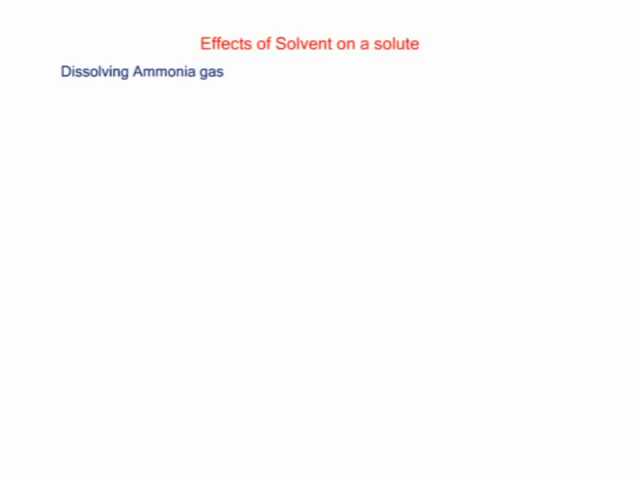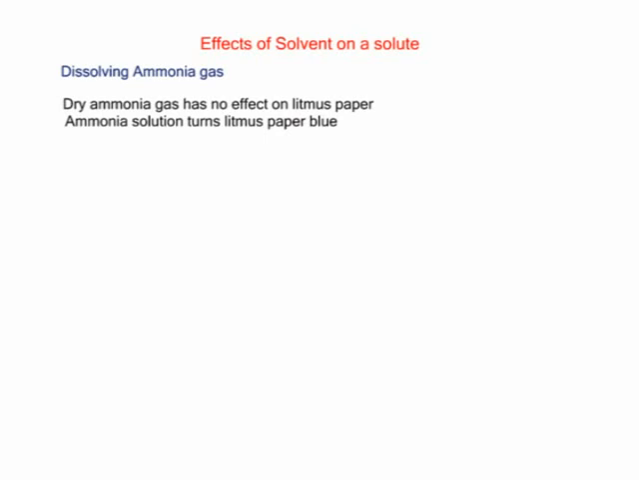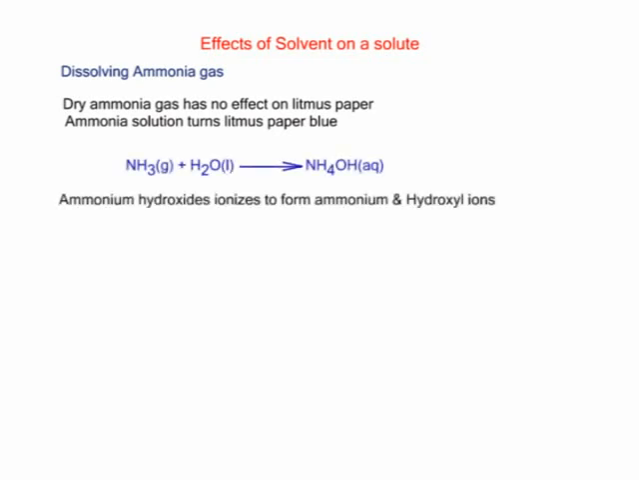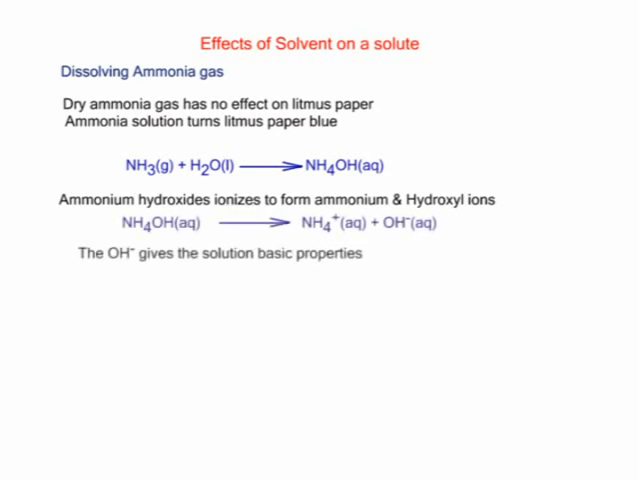Still on the same, let us look at what happens when ammonia gas is dissolved in both water and methylbenzene. Now, dry ammonia gas has no effect on litmus paper. However, when ammonia gas is dissolved in water, some of the ammonia molecules react with the polar water molecules to form ammonium hydroxide according to this equation. Now, the ammonium hydroxide ionizes to form ammonium ions and hydroxyl ions according to this equation.